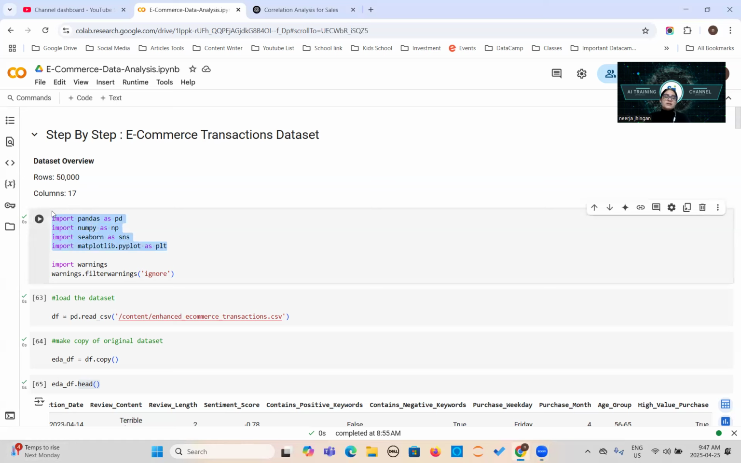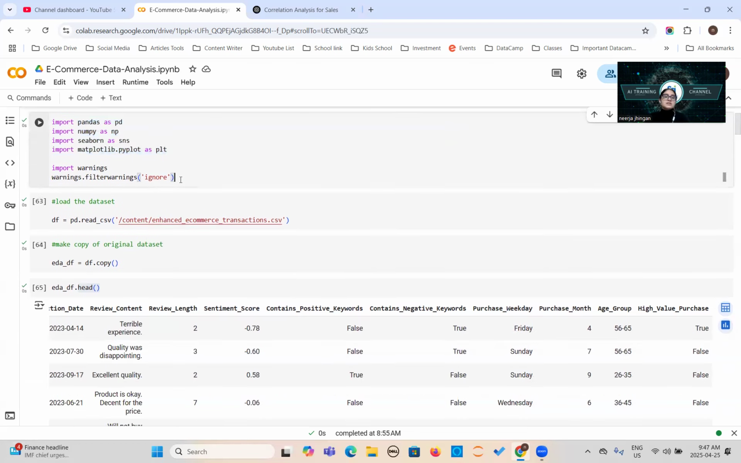These are the four mandatory libraries we are importing. Pandas and NumPy we use for data manipulation. Seaborn and Matplotlib we use for data visualization. This library we use to ignore the warnings. That's why I'm importing it. If you want, you can import it. Otherwise, there is no problem.